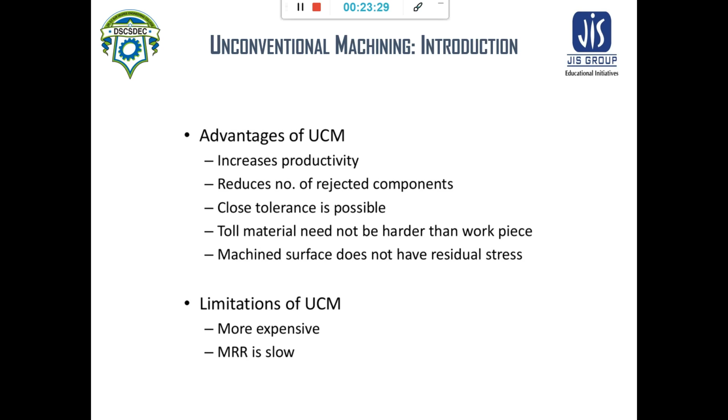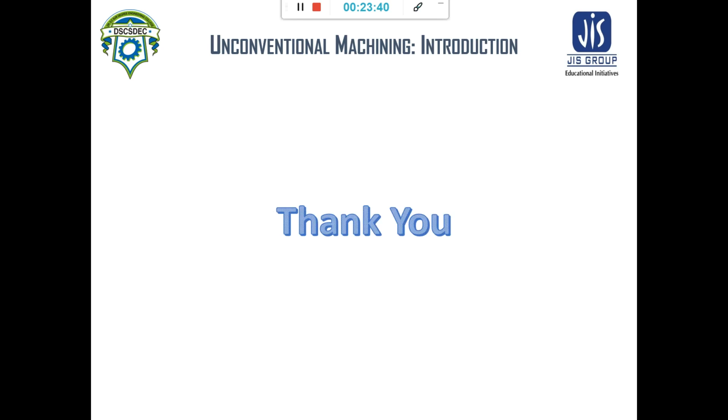And the process limitations are that the cost is very high and MRR is low. So these are the limitations and advantages of this process.